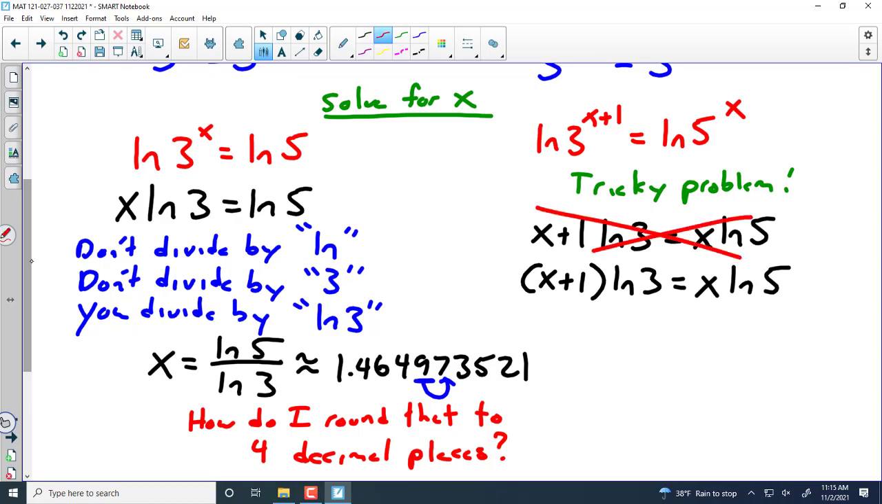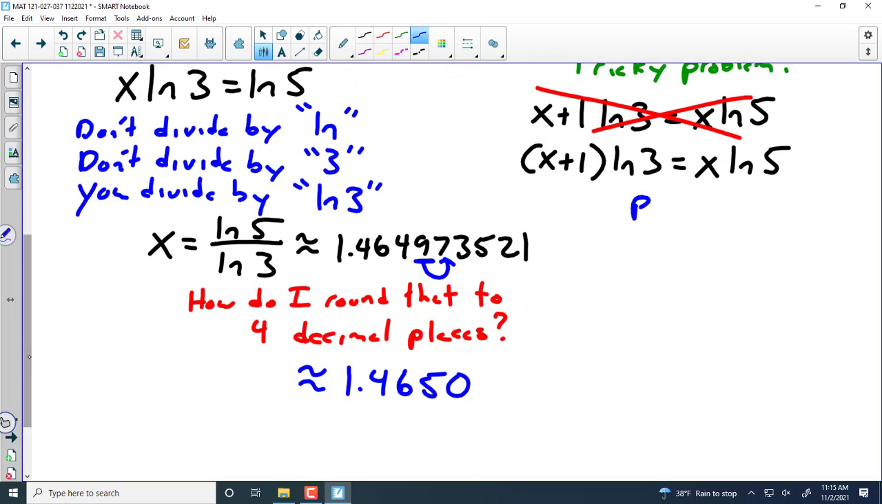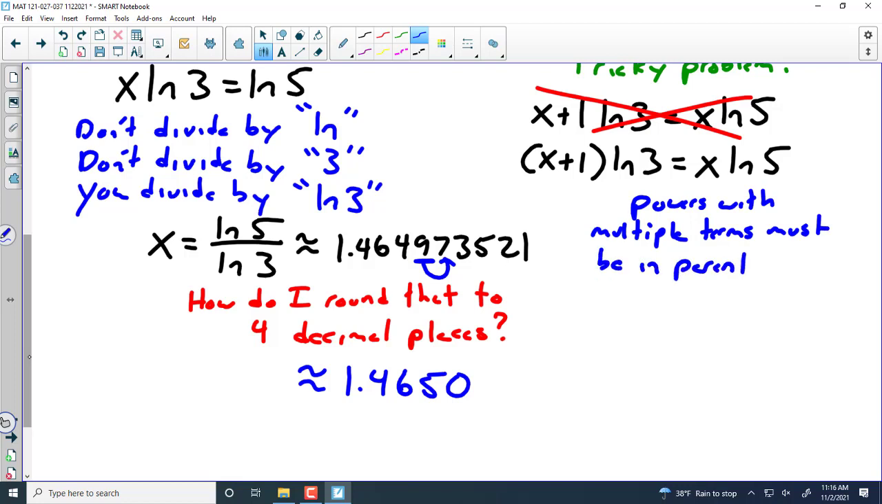That power needs to be in parentheses when it comes down. It's an easy thing to forget. That's why we do these problems in class, so you don't have to wonder about that later on your own. When that power comes down, it needs to be in parentheses. How can we say that in your notes? Let's say this. Powers with multiple terms must be in parentheses when they come down.